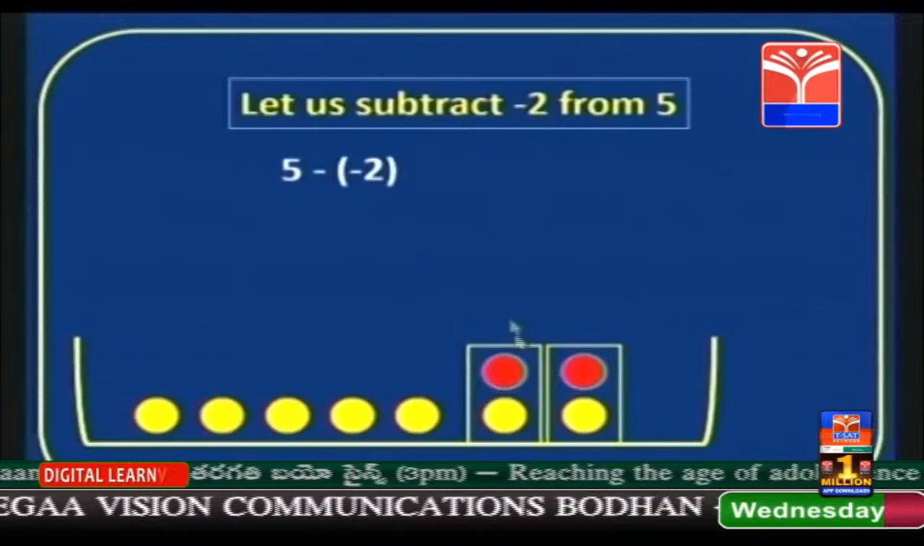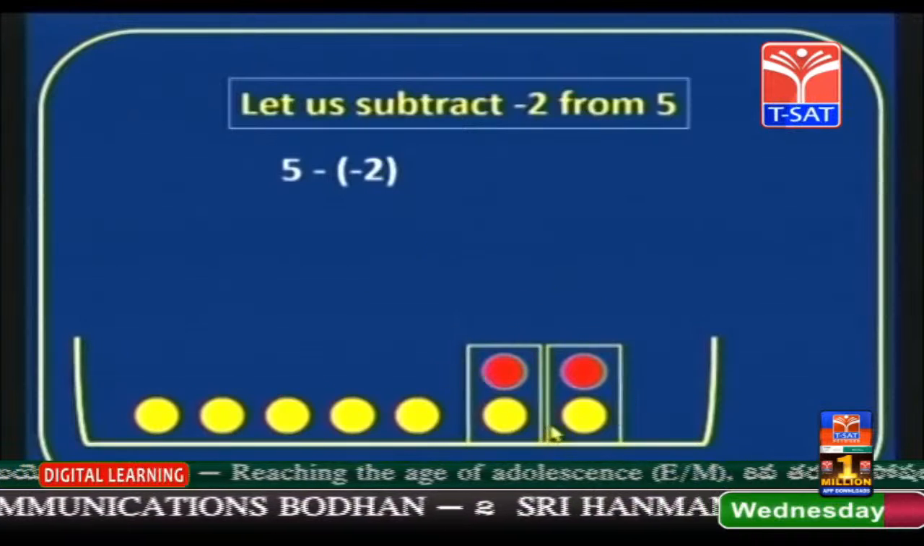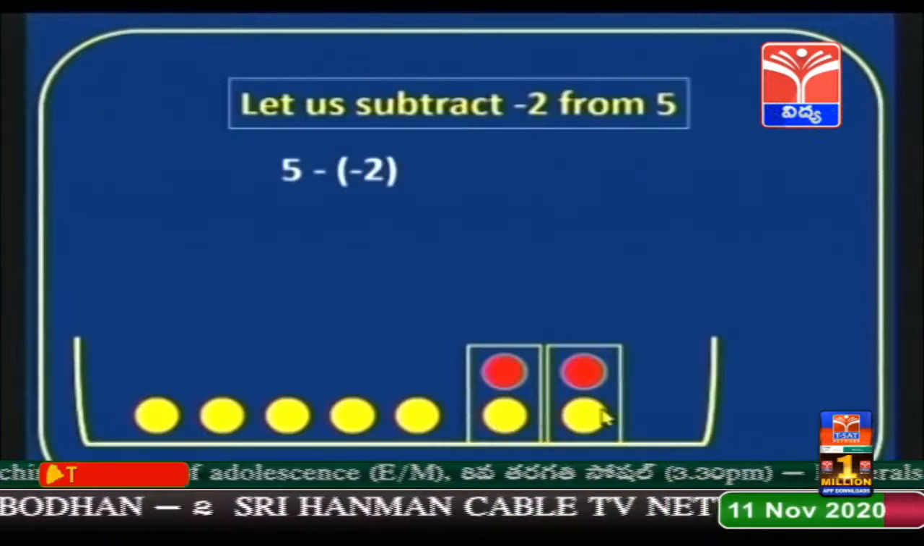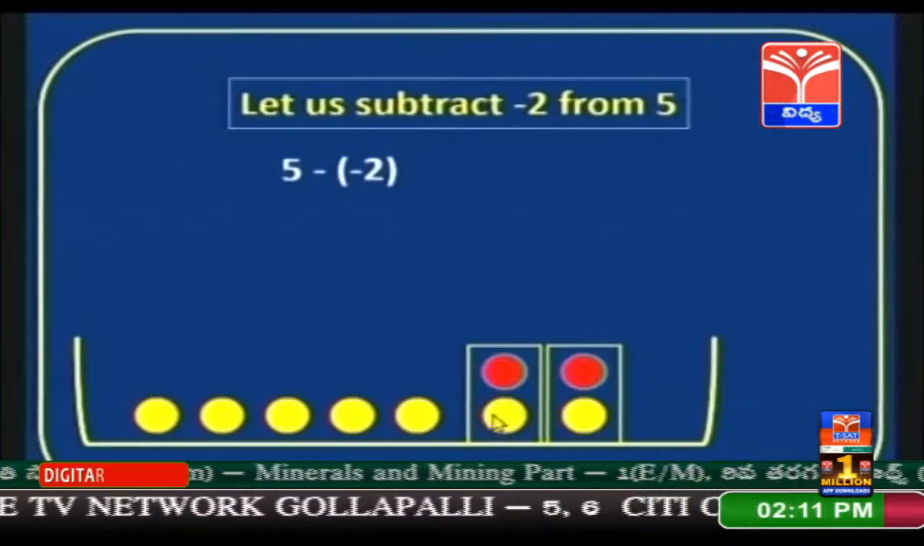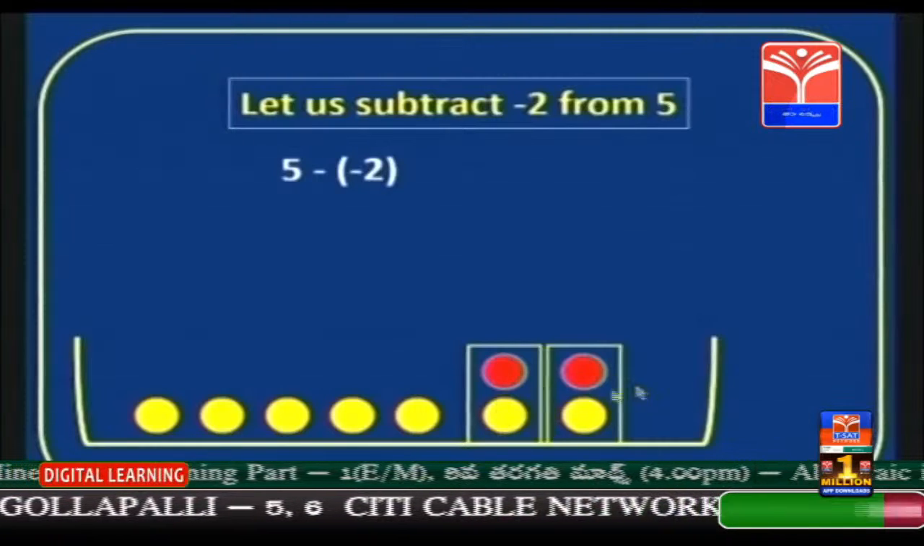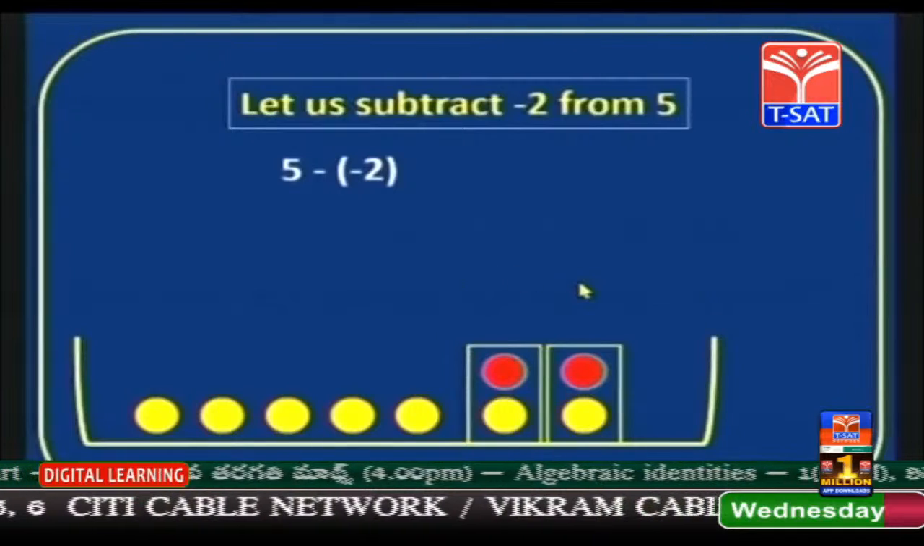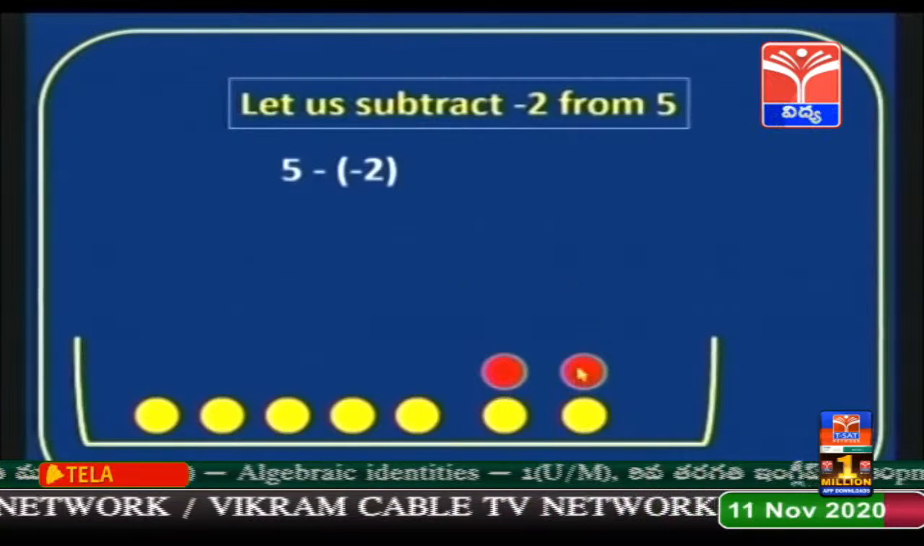Yes, see, before we do not have any negative counters. So what I have done, I have taken zeros, and that 0 is taken as a zero pair, in which we will have one yellow coin and one red coin. Like that I have taken two pairs. Now are you able to observe the red coins?